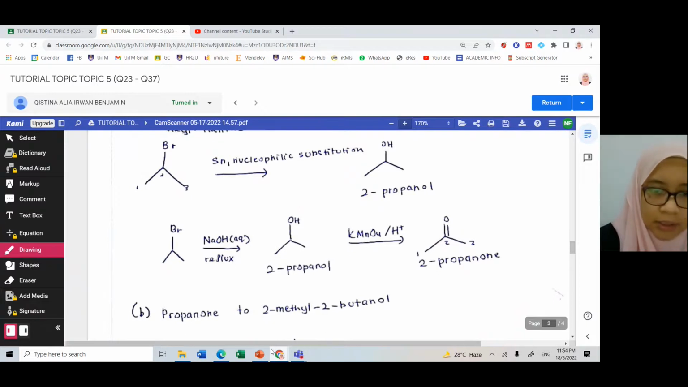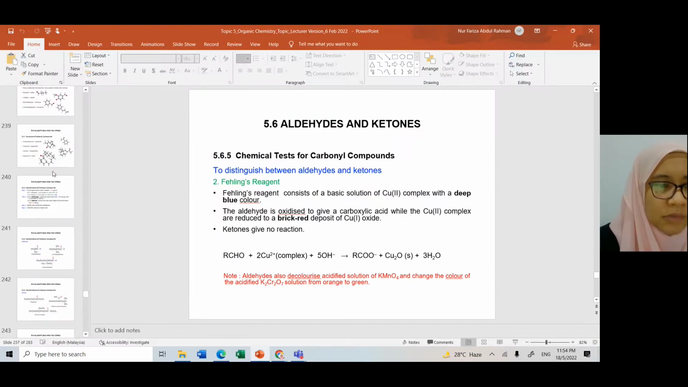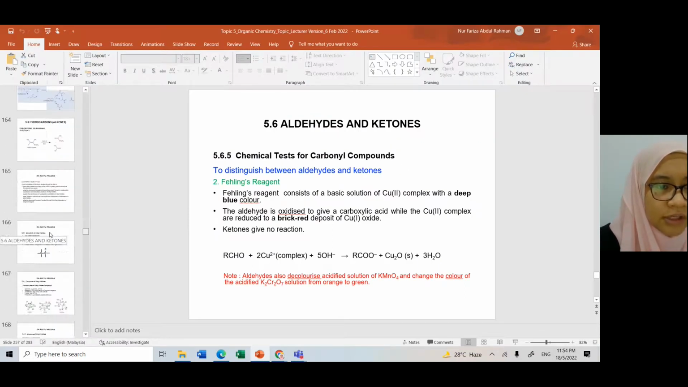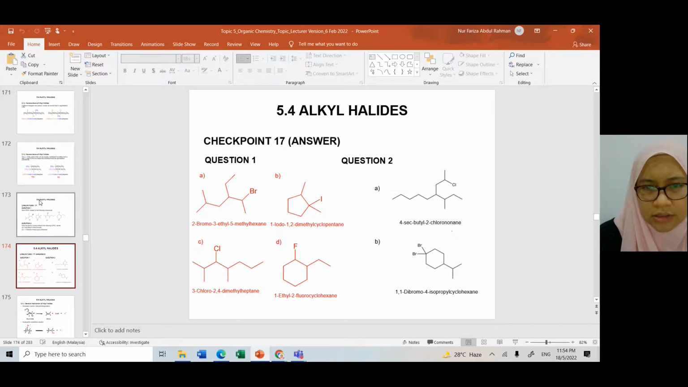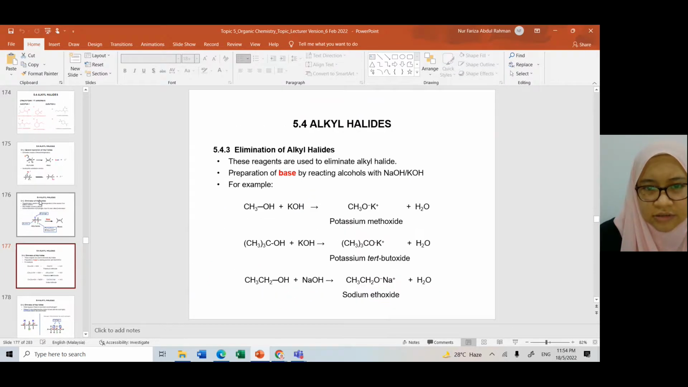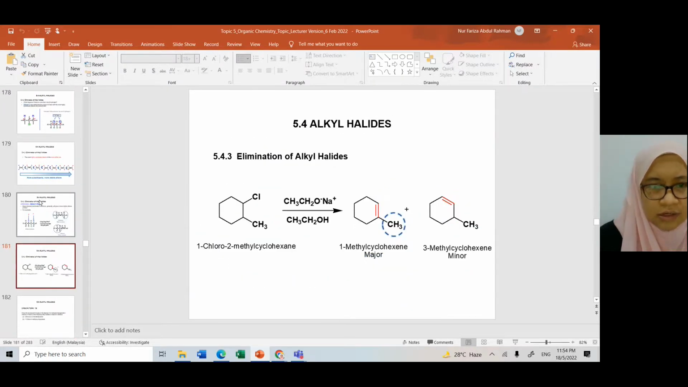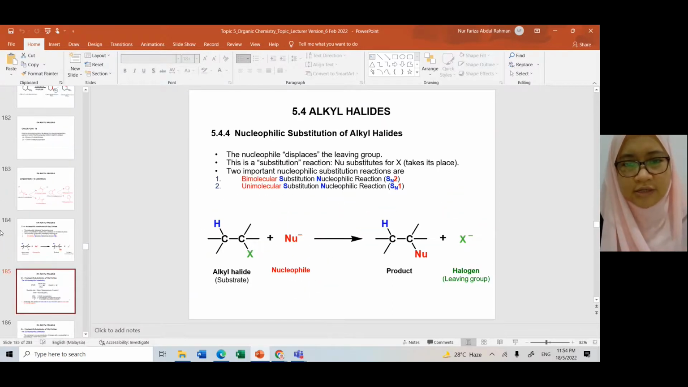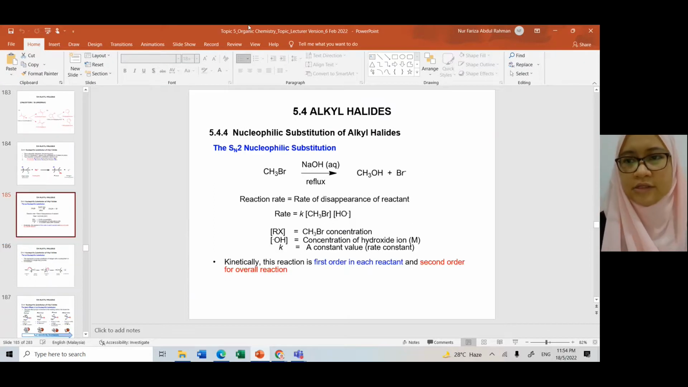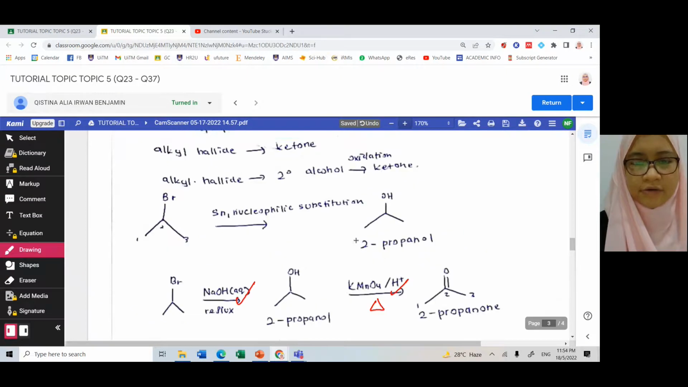Ethanolic, alkyl halide. Ethanolic. Okay, let me just check alkyl halide. Why did it use ethanol? Not in aqueous, it is in dehydrohalogenation. Answer scheme. So it should be in aqueous. Yep, this one. Okay, that's better. Okay, so this is correct. Reflux, and then KMnO4, H plus and heated. Okay, right, hot.